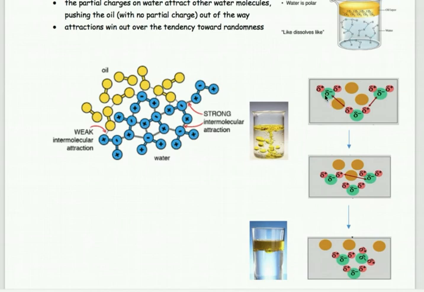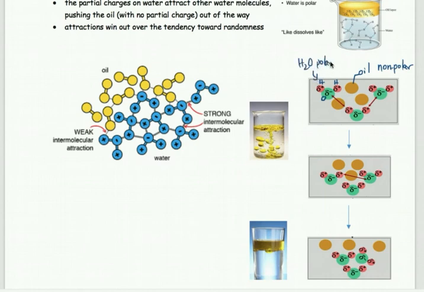And then these other ones here, it looks like, I don't know, Mickey Mouse, right? So this is the oxygen and those are the hydrogens, like that. So these are the water molecules also mixed in here. So again, these are nonpolar. The oil is nonpolar. And the water is polar. Okay, so the water is polar.